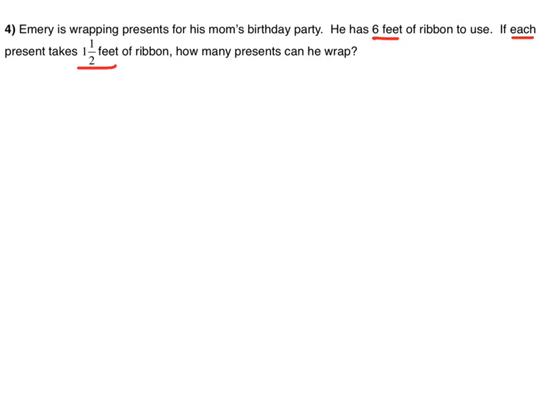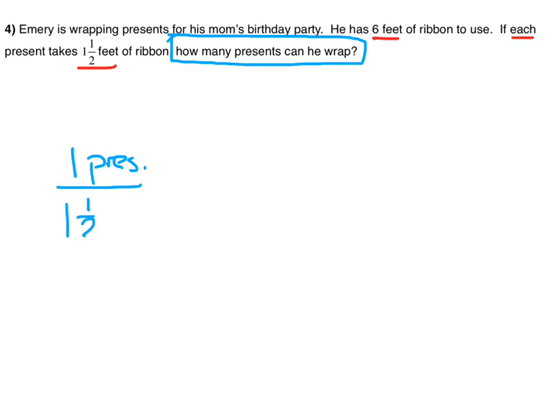All right, I've got 3 numbers, and I'm trying to find another one. I'm going to put a box around this. This is the question. How many presents can he wrap? I'm trying to find that missing number. So setting up a proportion should look something like this. I know that one present takes 1 1/2 feet of ribbon. And if I had another one present, then I would know he'd need another 1.5 feet.